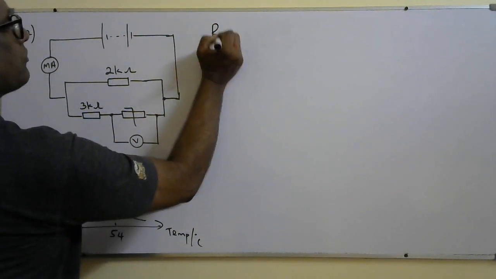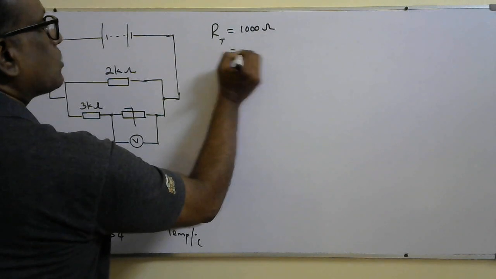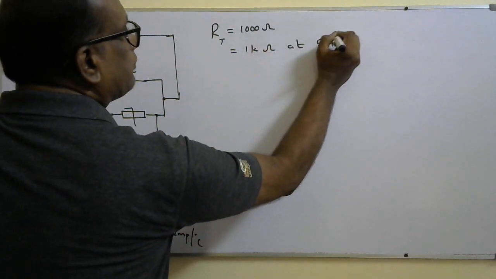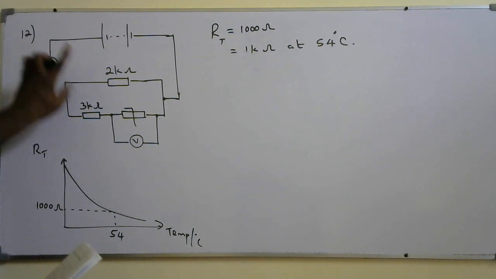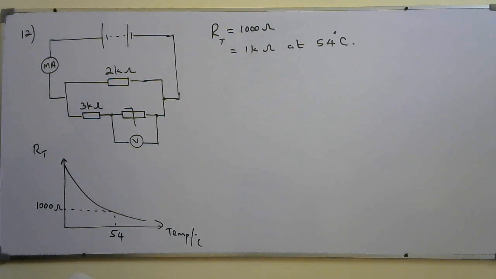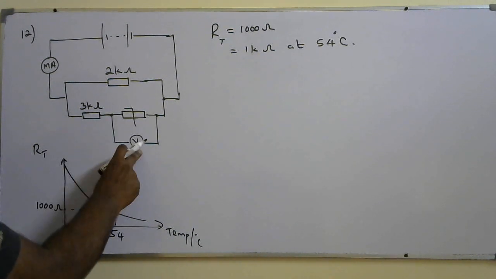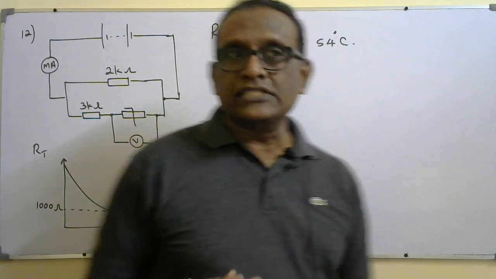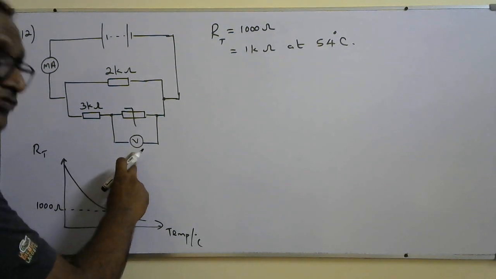So RT, the resistance of the thermistor, is equal to 1000 ohms, which is 1 kilo ohm, at 54 degrees Celsius. The question is to find the total resistance or milliammeter reading. So first we need to find the equivalent resistance. These two are connected in series because the current flowing through the voltmeter is negligible. Even when the voltmeter is connected, the internal resistance of the voltmeter is very large.